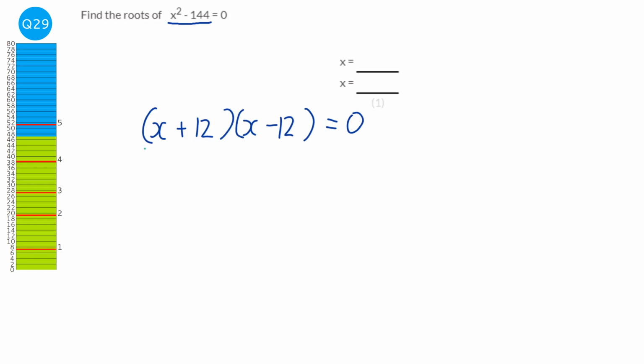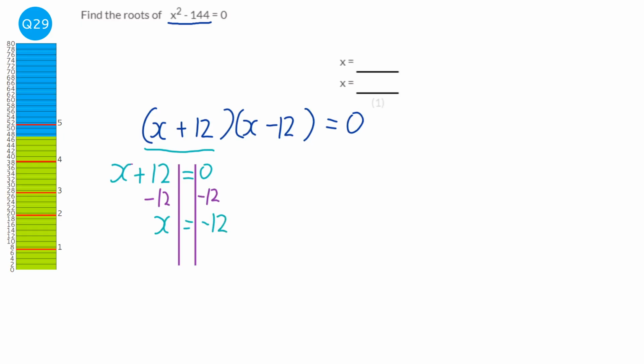Now to solve, one of these brackets is going to equal 0, so we're going to do the first bracket equal to 0, so we've got x plus 12 equals 0. And we're just going to put our lines down and take away 12 both sides, and we get x equals minus 12. So one of our solutions is minus 12, and we do exactly the same thing to the other bracket. So get it equal to 0 and solve.